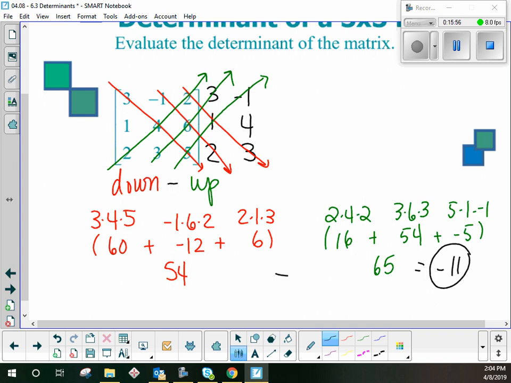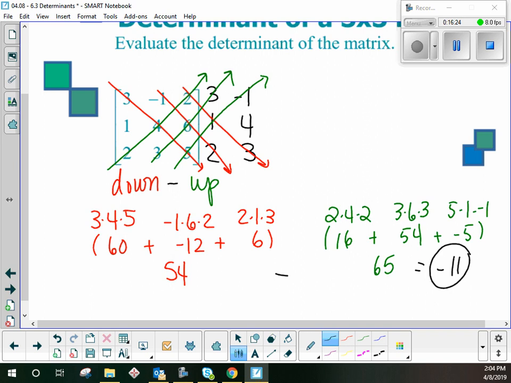Am I done, or is this a yes or no question? I'm done. Because it said evaluate, that just means find the value. But if this question was asking me, does this matrix have an inverse, what would you say? Yes. Under what condition does it not have an inverse? If it was 0, right? So we have one more problem. It's so easy.